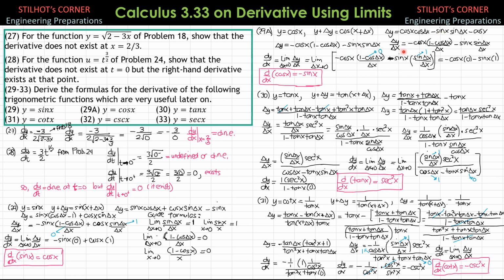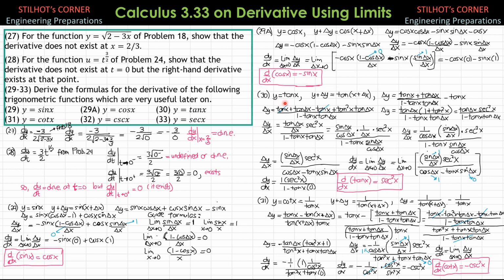Dividing everything by delta x, then we have negative cosine x, quantity 1 minus cosine delta x over delta x, minus sine x times sine delta x over delta x. dy/dx is the limit of delta y over delta x as delta x approaches 0. And take note that this is 0 again, and from our guide formulas here, this is 1. So it is negative cosine x times 0 minus sine x, which is negative sine x. The derivative of cosine x, therefore, is negative sine x. And you must memorize this.